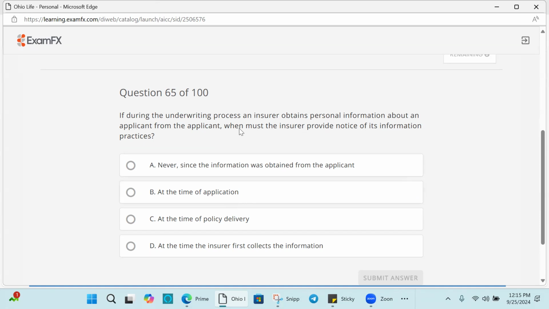So can you repeat this? Can you explain to me the second part of the question? When must an insurer provide a notice of information practice? Is that about the applicant or about the insurer?